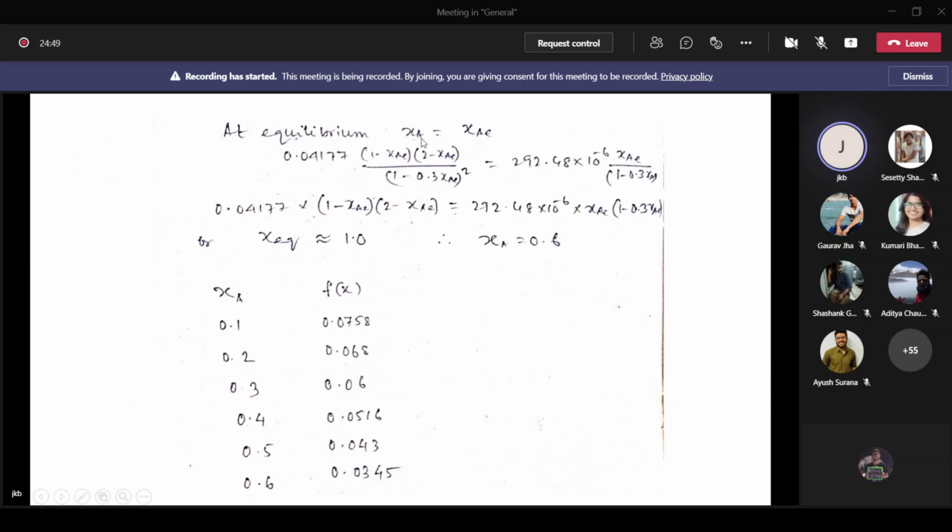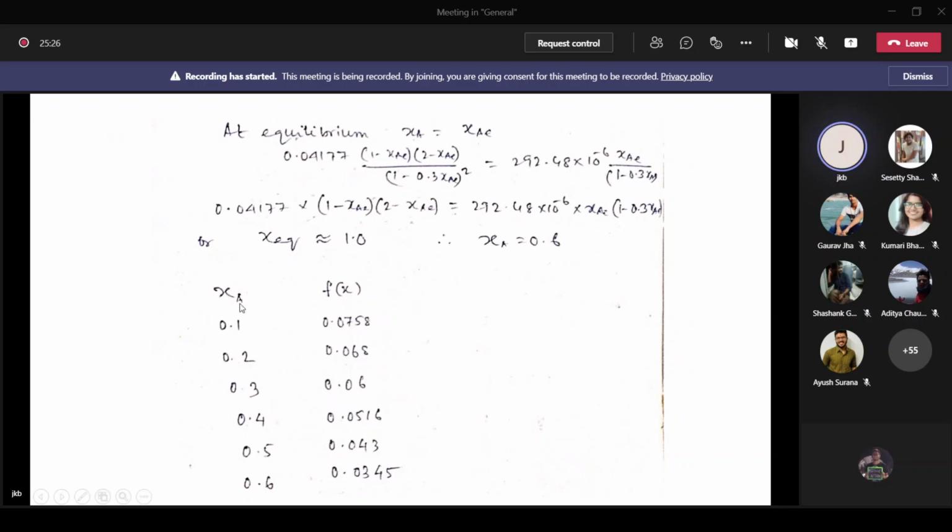Now at equilibrium Xa is Xe. So write this equating rate equation, forward rate is equal to backward rate, and substitute Xa is equal to Xe. In this way you can solve for Xe, maximum conversion. But here you are getting X equivalent is approximately 1. That is very close to 1. You will get 0.99 like this.